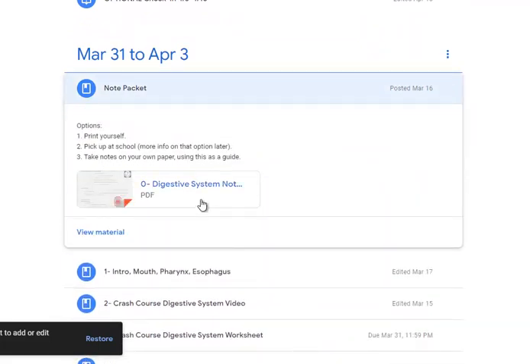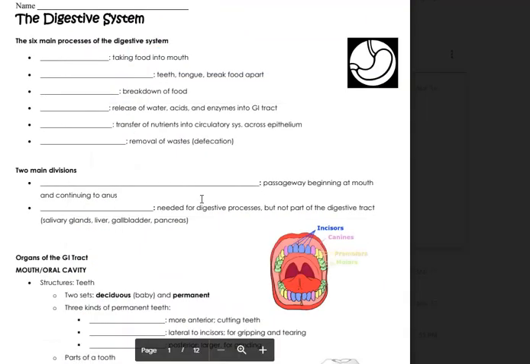So I was lucky enough that the kids got their note packet ahead of time. If they didn't have the note packet, I probably would have asked them either to take notes on paper, to print this themselves, or they could fill it out on the document, but thankfully my kiddos had this all printed and ready to go.